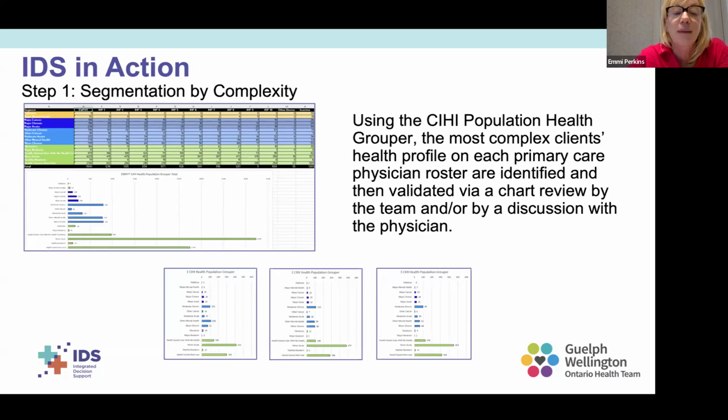We've then been able to say by physician, the patients on each physician's roster that fall within those categories within that family health team. We can say to the physician, and these are the patients. And so we have been able to do a chart audit to validate, from the physician and the other primary care clinician team perspective, that that patient reasonably fits within that category.